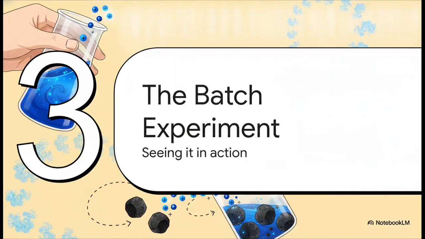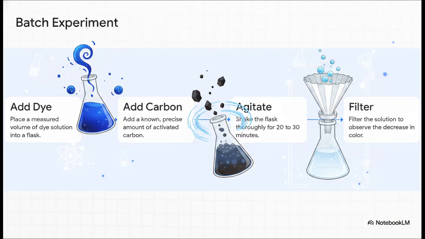Which brings us to Section 3, the batch experiment. To see this in action, we perform a classic experiment. You start by placing a measured volume of a dye solution, like methylene blue, right into a flask. Then, you add a known, precise amount of activated carbon. Next, the mixture is stirred or shaken thoroughly for about 20 to 30 minutes to give those dye molecules time to adsorb onto the carbon surface.